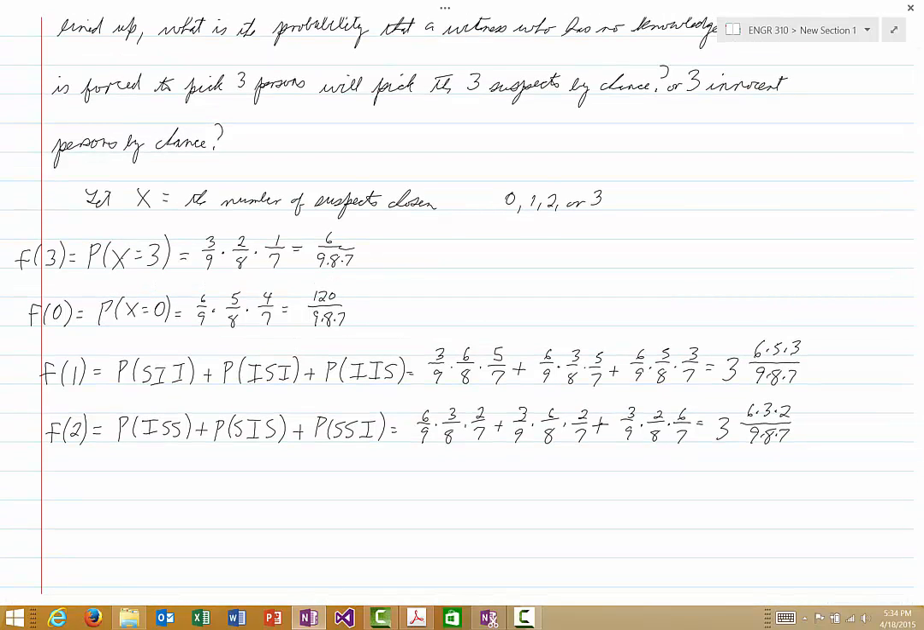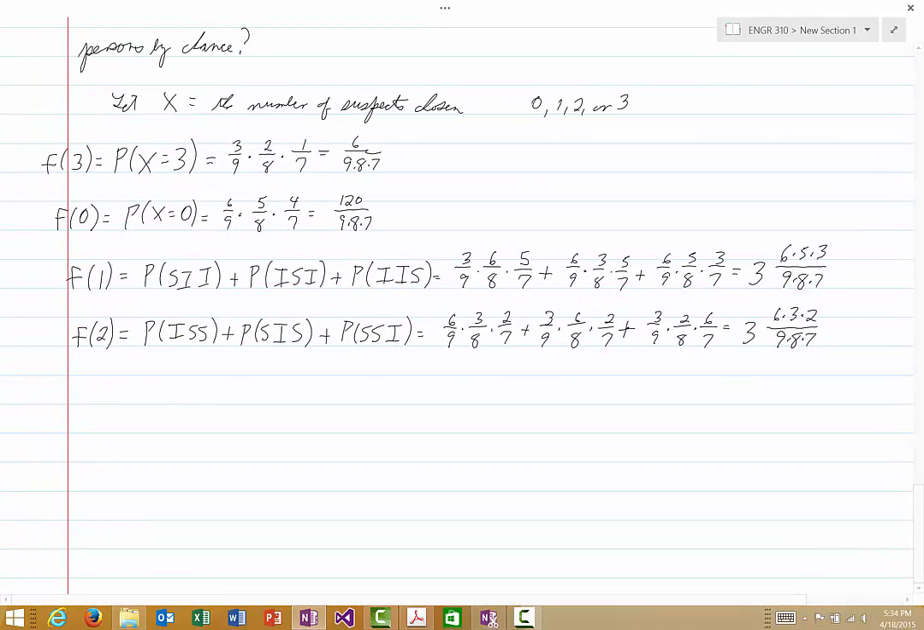And now we have calculated the probability function for x. Here's f of 0, f of 1, f of 2, and f of 3. So we've calculated the probability function for all the possible values that the random variable can assume. And of course, if you add up all of these numbers, they should be equal to 1, because those are all of the possible values that x can assume. But now let's see how to do this with the hypergeometric distribution.